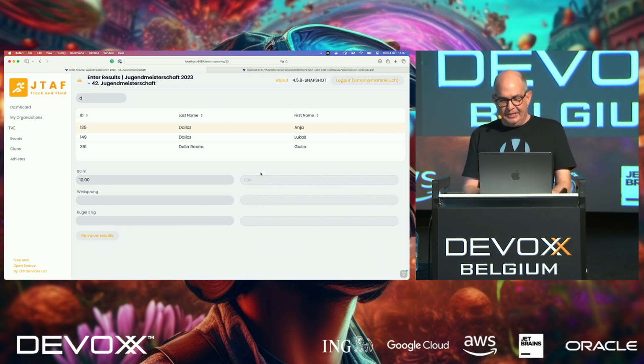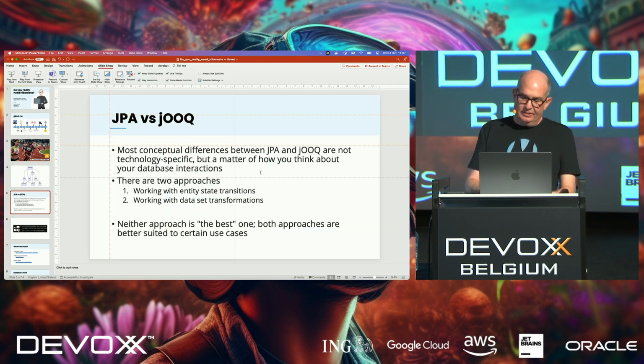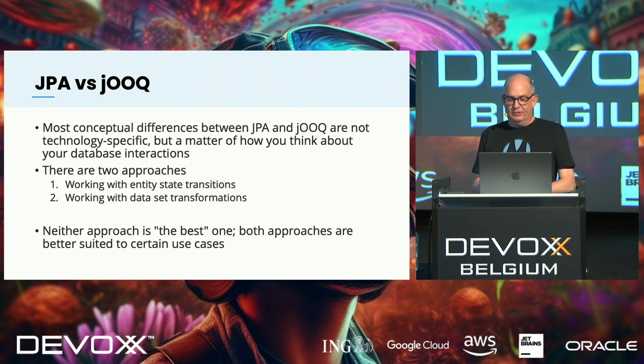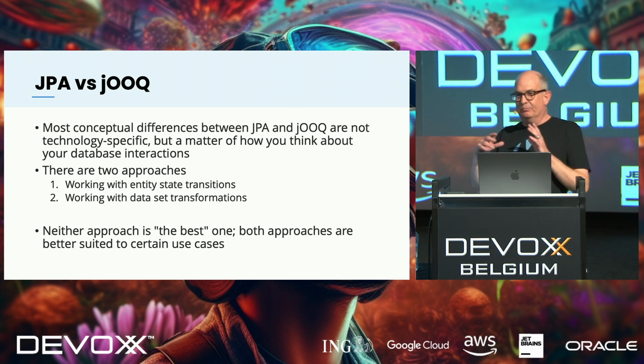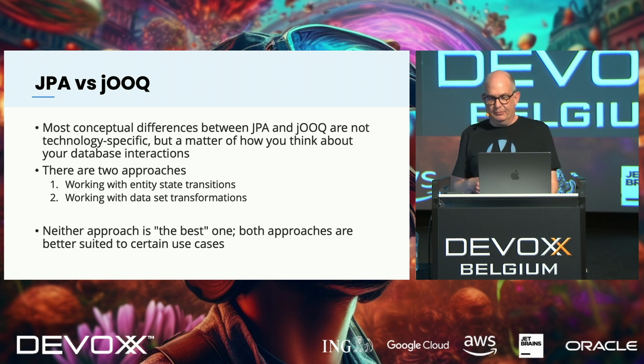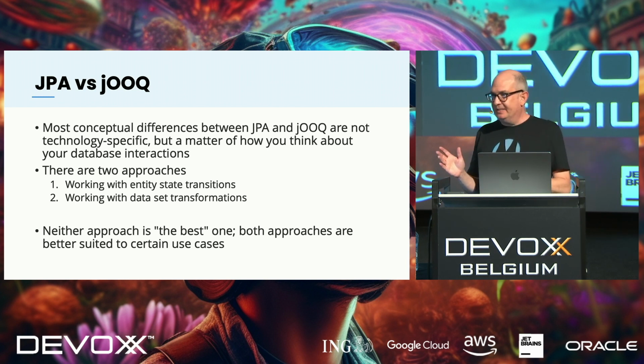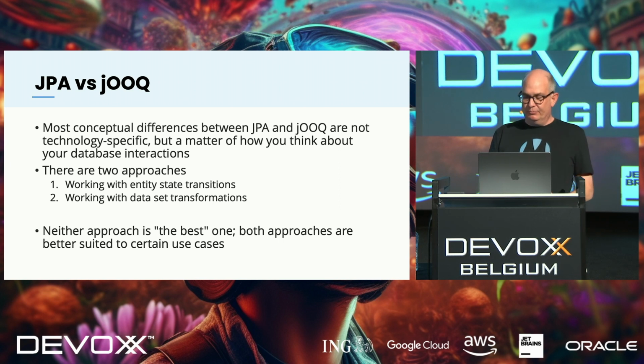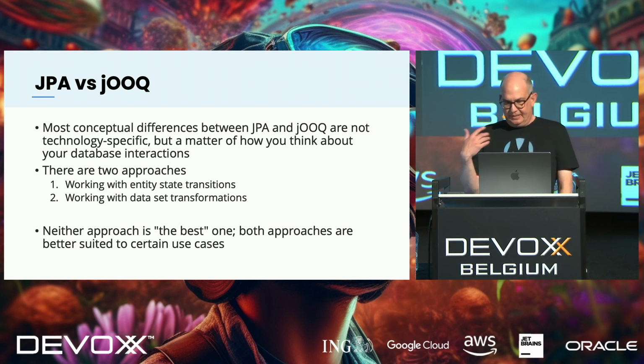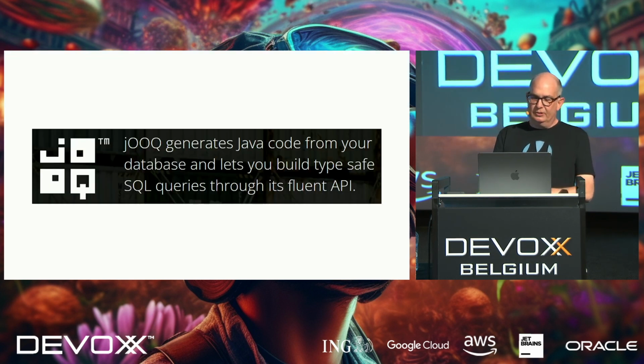And if you have an application that is more this kind of application, it's also known as CRUD, so create, read, update, and delete, then you are maybe better off with the model that allows data state transformation instead of entity state transition. But, and that's very important, neither one is the best. It really depends on the use case and on your preferences. But today I'd like to show you how you can do this dataset transformation with a framework, and the framework is called jOOQ.